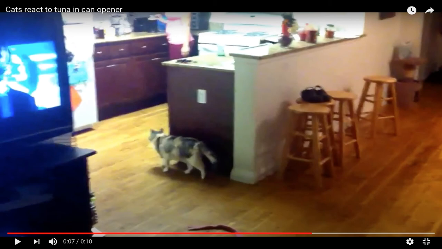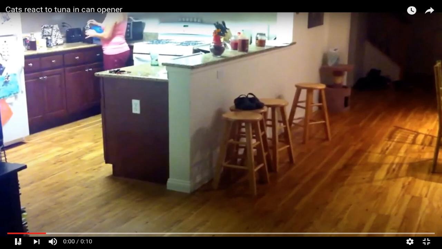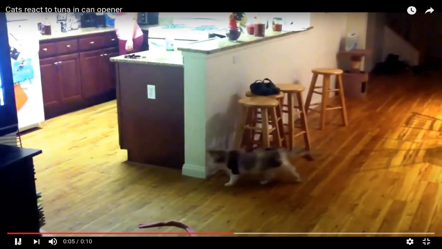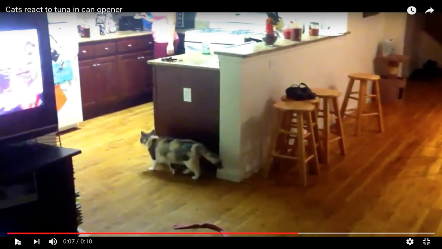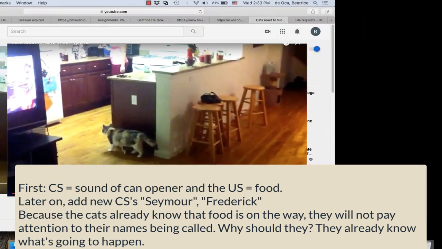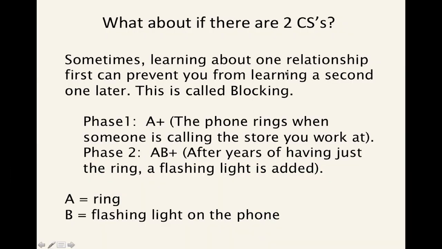What would happen is she might turn on the can opener and start calling them, Seymour, Frederick, come over here. And she would hope that they would learn to also associate their names being called with food. Unfortunately, that's most likely not going to work, because again, this is blocking. We're going to see that learning about one relationship first can prevent you from learning a second one later.